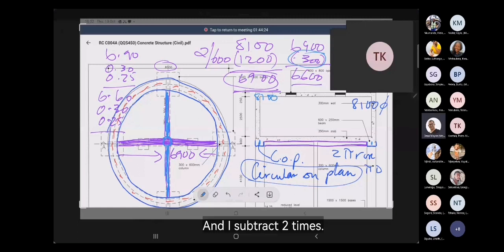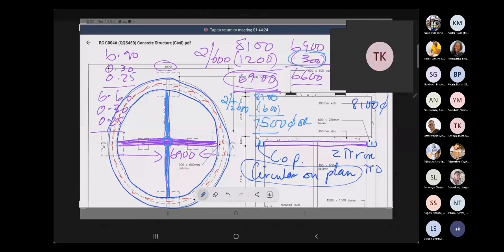and I subtract 2 times half times 600. Is that correct? So I deduct 600 and that leaves me with 7,500. 7,500 diameter or 3750 radius.